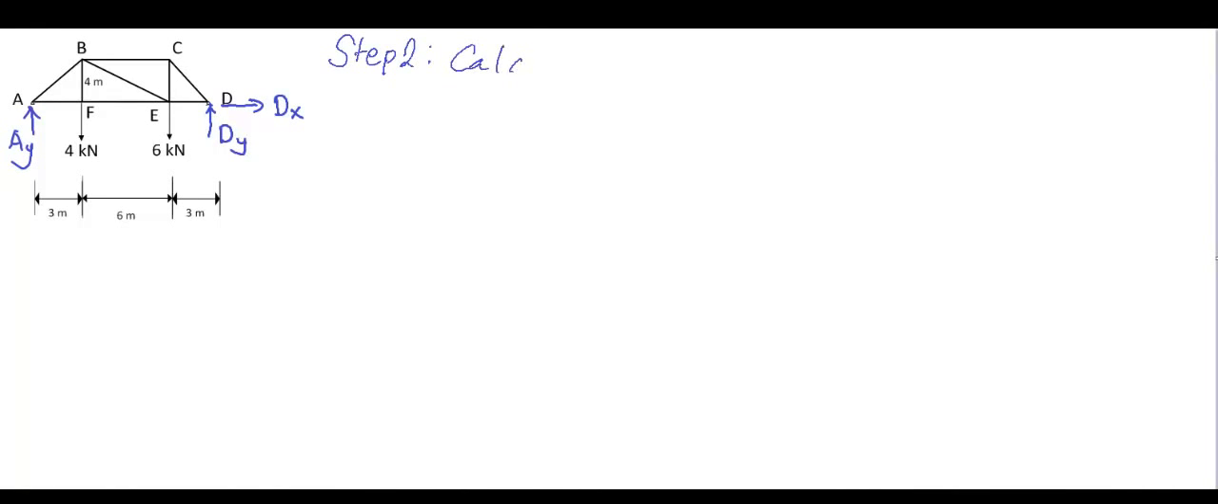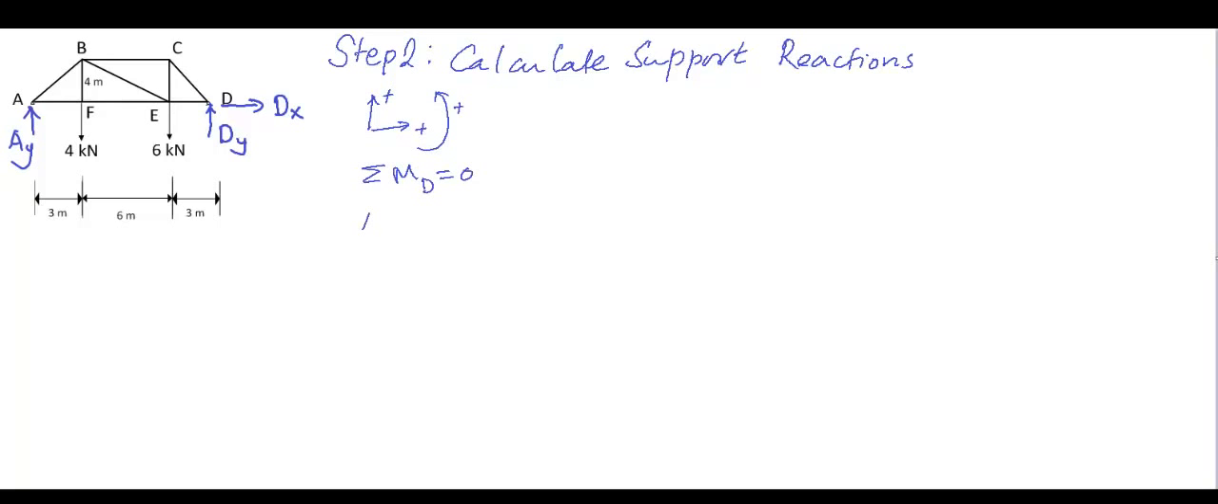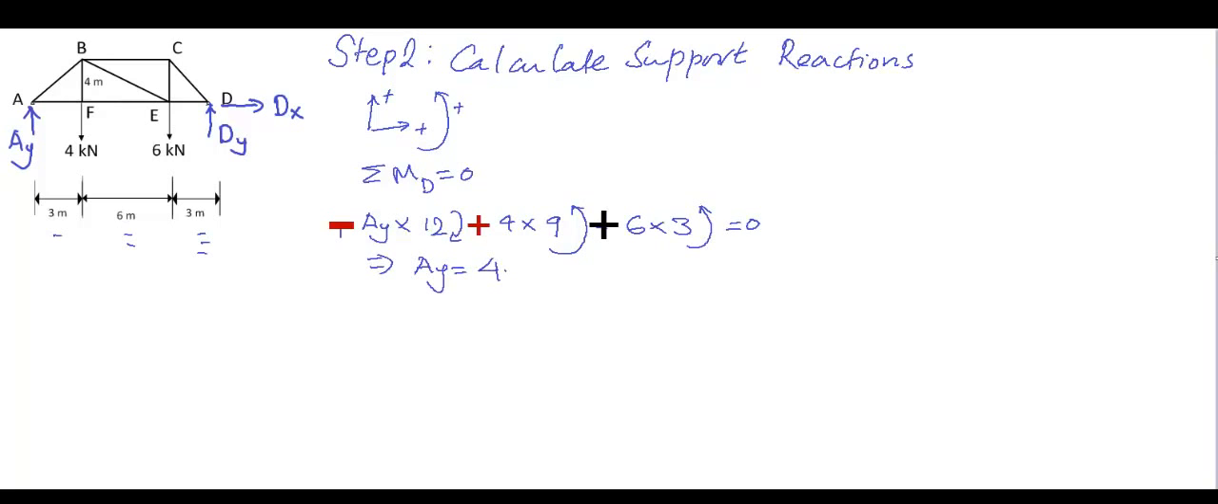The next step is to calculate support reactions. For this, we need to have proper sign conventions as usual and take moment about the pin support, which is MD equals 0. Now AY times 12 should be negative, 4 times 9 is anticlockwise positive, and 6 times 3 is positive, which equals 0. Solving this, we get AY equals 4.5 kN.